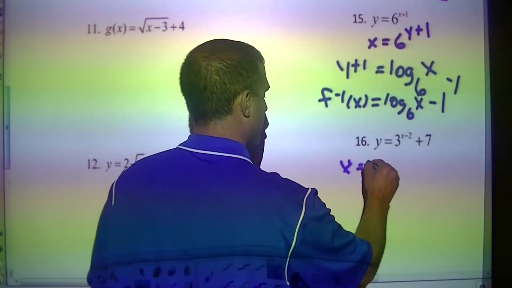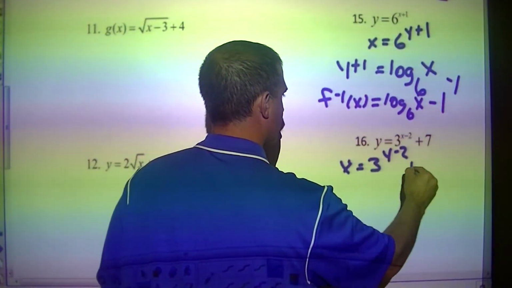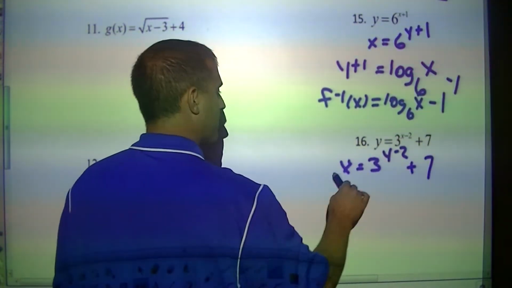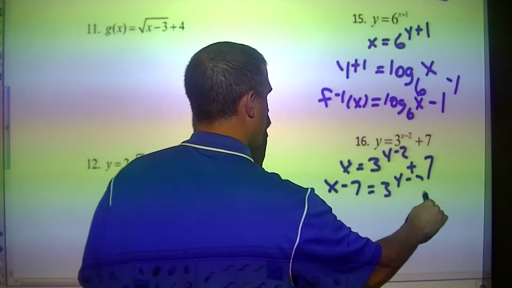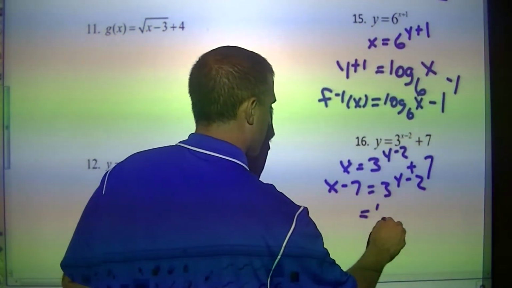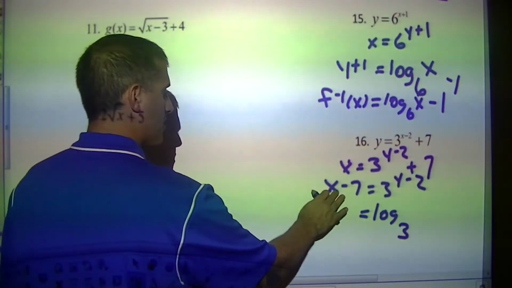x = 3^(y-2) + 7. Okay, we have to isolate the exponential, so that's going to be x - 7 = 3^(y-2). Okay, now it's time to convert it into a log. So the log base 3 is going to be the same. It's no longer going to equal that.